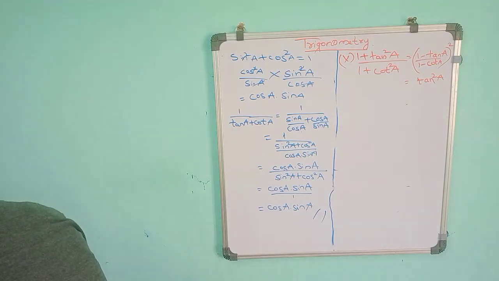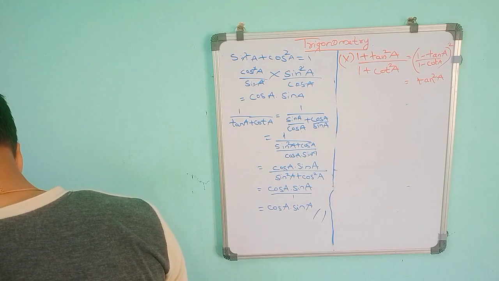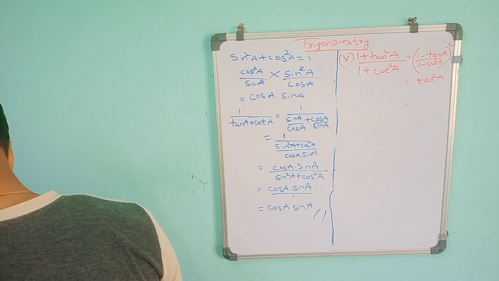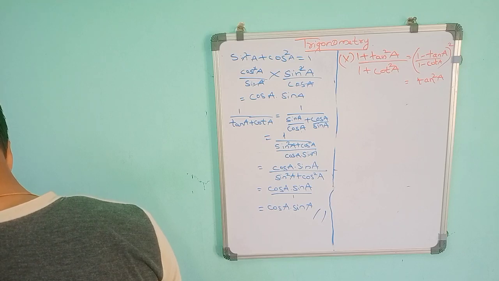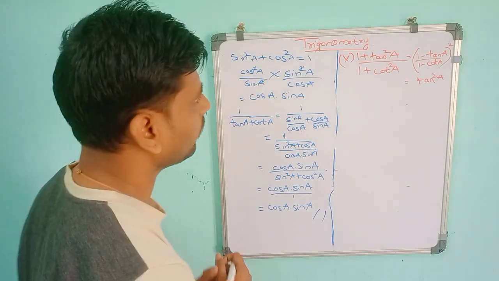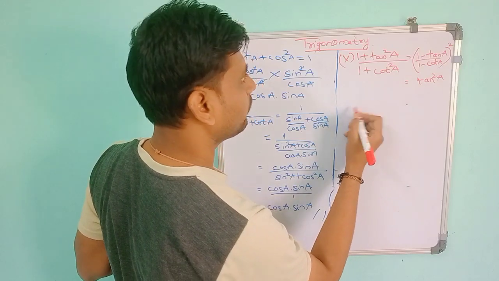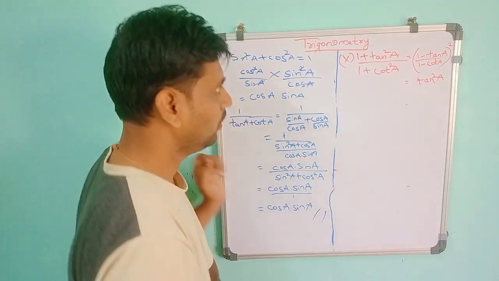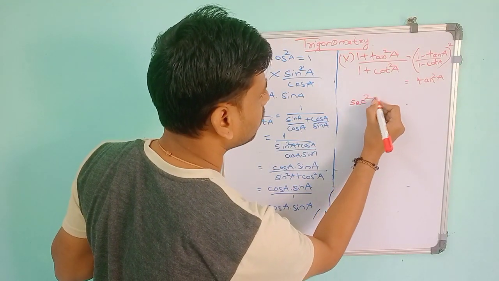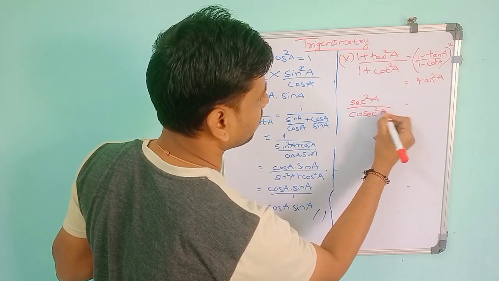So for this one, 1 plus tan square A is there. We want tan square A. As we know directly, 1 plus tan square A we can write as sec square A. Sec square A divided by 1 plus cot square A is nothing but cosec square A, because these are the identities.